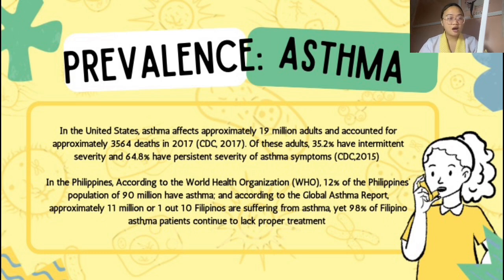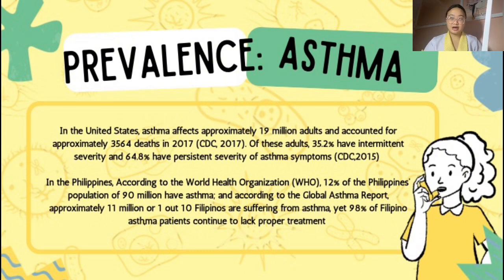In the United States, approximately 19 million adults have asthma, and it accounted for 3,564 deaths in 2017. Of these adults, 35.2% have intermittent severity, while 64.8% have persistent severity of asthma symptoms. In the Philippines, according to the World Health Organization, 12% of the population of 90 million have asthma. The Global Asthma Report estimates that approximately 11 million, or 1 out of 10 Filipinos, suffer from asthma. Despite this high prevalence, 98% of Filipino asthma patients continue to lack proper treatment.